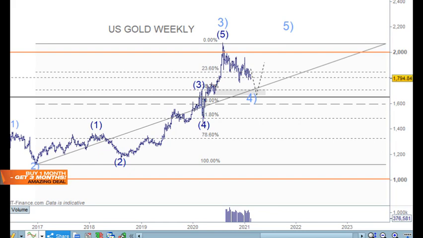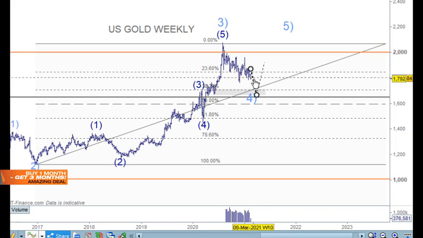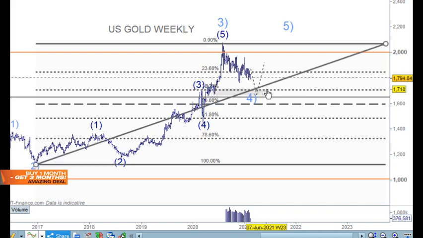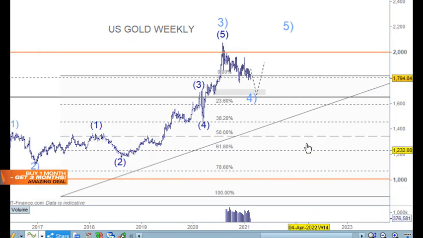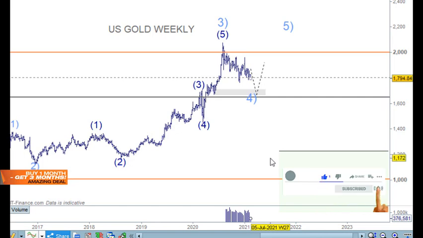Gold on the weekly chart here, the 38.2% retracement level comes in around the 1700, 1720 mark. And now that the market's breaching the 1800, it's possible to drop down 100 points to the 17 area, where that wave 4 is placed there.